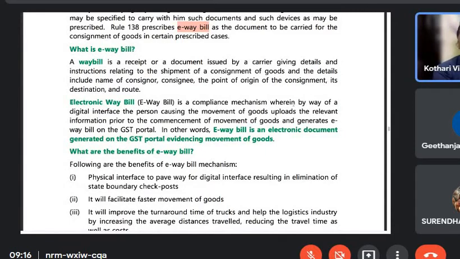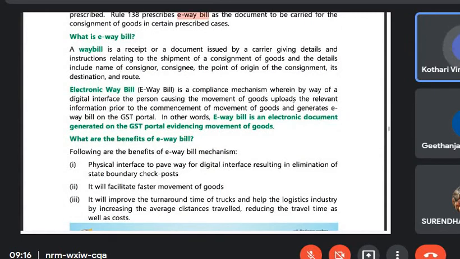So e-waybill is a compliance mechanism wherein, by way of a digital interface, the person causing the movement of goods uploads the relevant information prior to commencement of movement of goods and generates an e-waybill on the GST portal. An e-waybill is an electronic document generated on the GST portal evidencing movement of goods. So it is evidence that a movement of goods is being made. In between, if some officer catches you and you say that the e-waybill is not there, then you may be penalized. So e-waybill is mandatory.